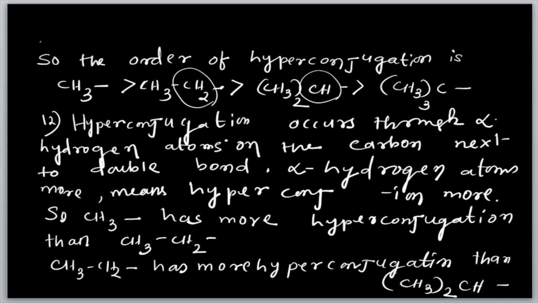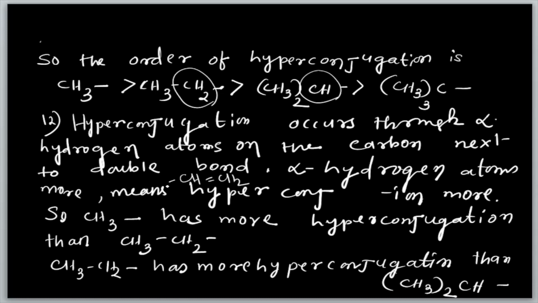Now what is the conclusion? What do you observe here? Hyperconjugation always occurs through alpha hydrogen. The carbon to which the alpha hydrogen atom is attached is called the alpha carbon. And where is it present? It is present on the carbon next to the double bond. Double bond means, as I have explained, CH double bond CH2. This part is called the unsaturated system, or you can say the double bond, and here something is attached. What is that? Alkyl group.